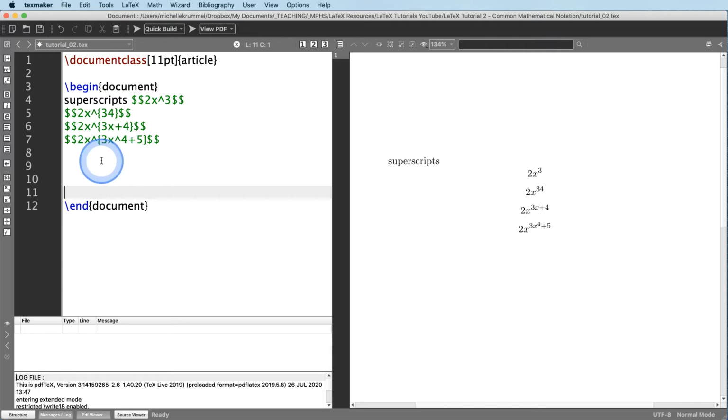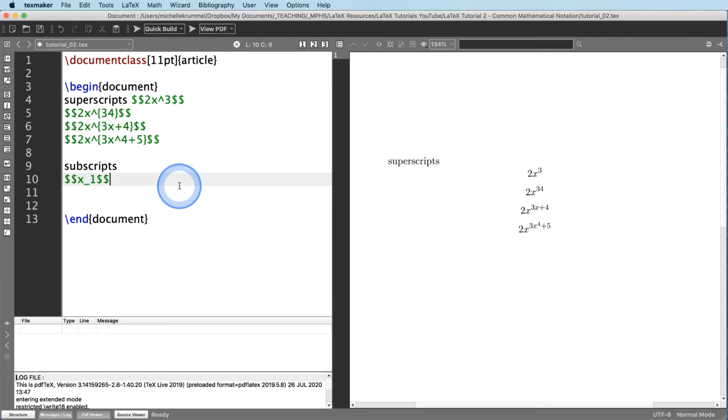And now let's move on to subscripts. Subscripts work in a similar way. So let's start with x sub 1. To get the subscript, you use the underscore. Is that what it's called? Underscore, and then whatever you want in your subscript. And again, it will only put the next single digit into the subscript unless you use curly brackets.